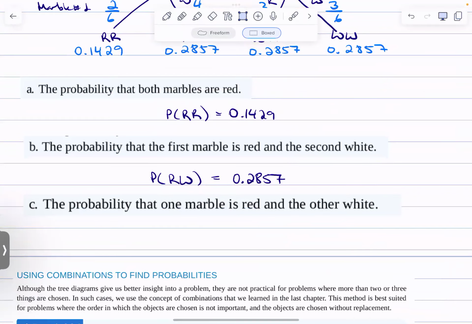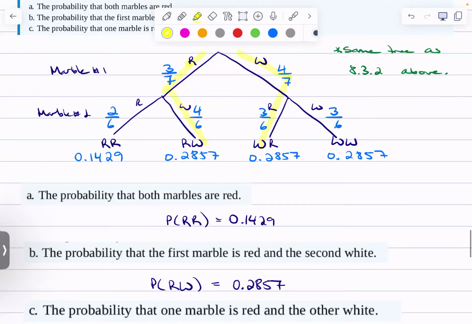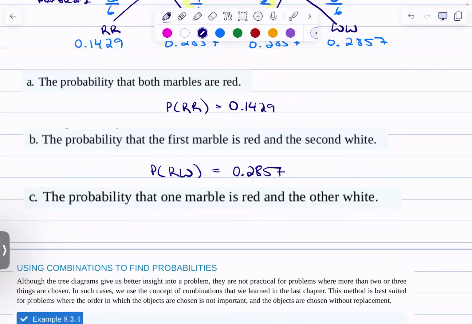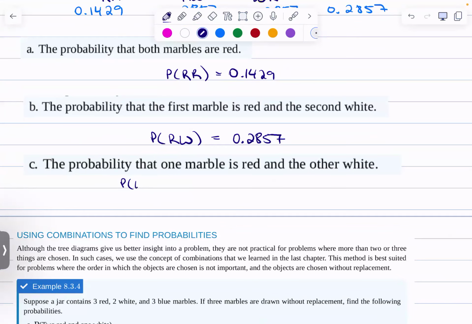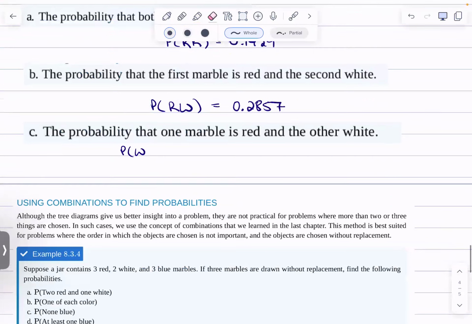The probability that one marble is red and the other marble is white. Now, there are 2 ways that I could have that happen, a red one and then a white one, or a white one and then a red one. Right? And so what that's going to look like is the probability of RW or WR.